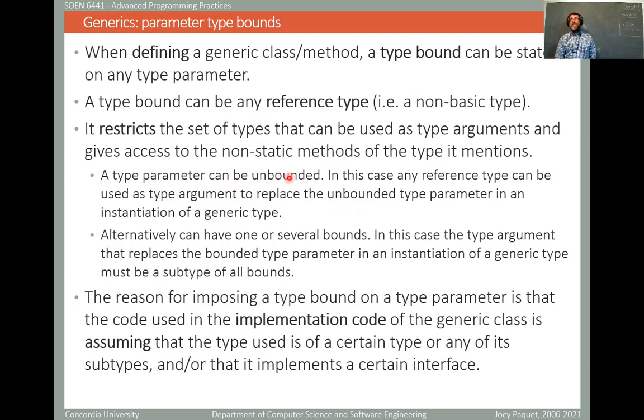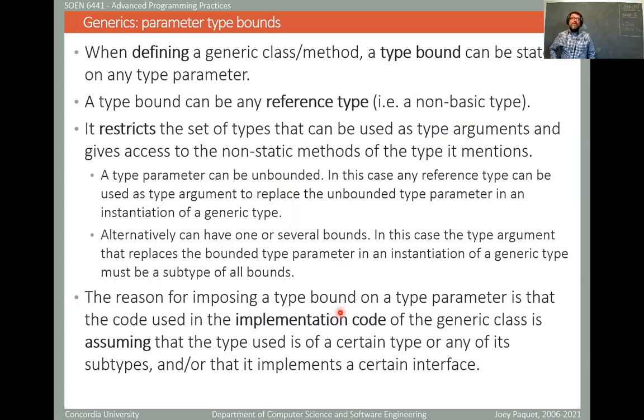So the type parameter can be unbounded. Remember, in my method, in the example, it used an unbounded type parameter. In the case of our box, it was a bounded type. It was bound to numbers. You can actually have more than one bound. You can have a bound to one type, and you can have a bound to as many interfaces as you want, as we will see later.